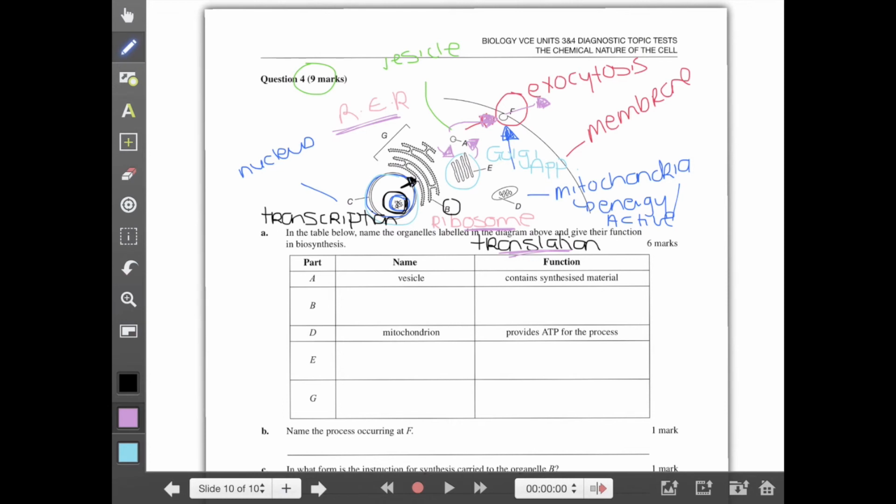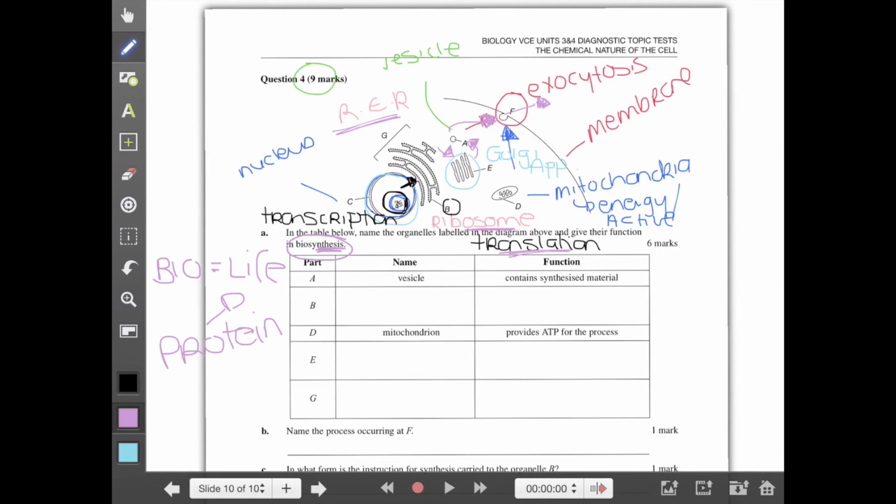So remember when we had a look at this word biosynthesis before, bio meaning life, and we know that protein is extremely important for life, because enzymes do so much. And synthesis means to create. So we're on the right track from when we were looking at the diagram and brainstorming about what the question might be. So A, we were correct, is a vesicle. It contains synthesized material, so in this case, the protein.